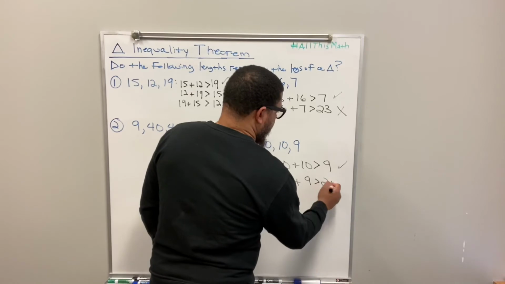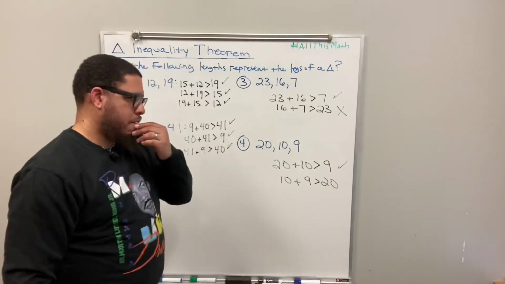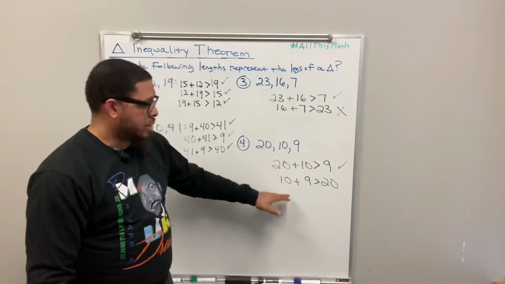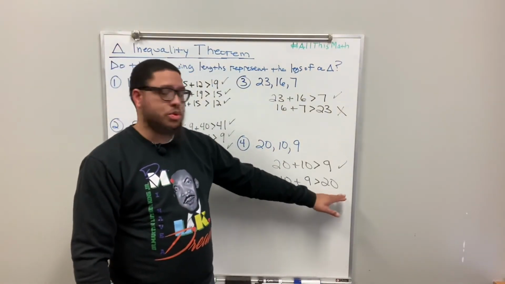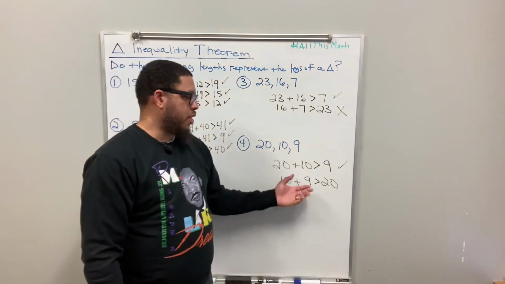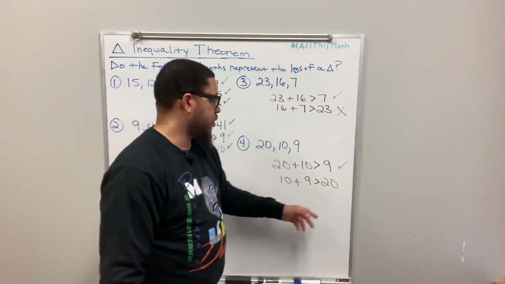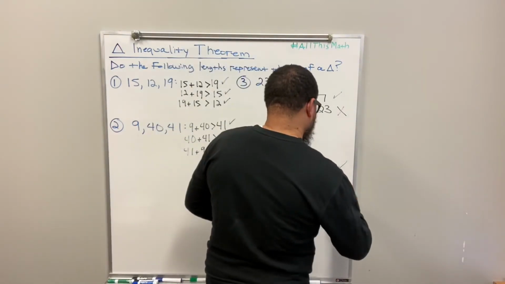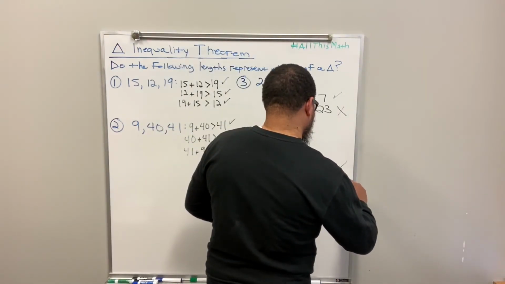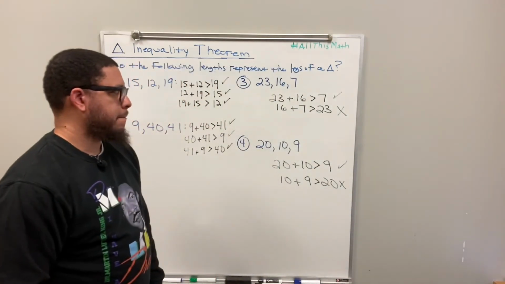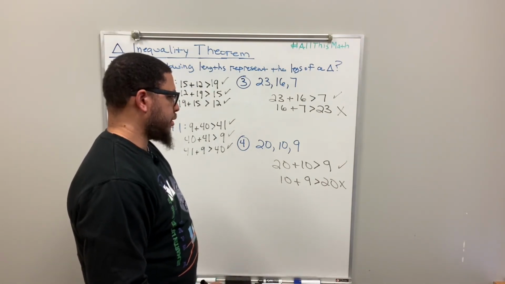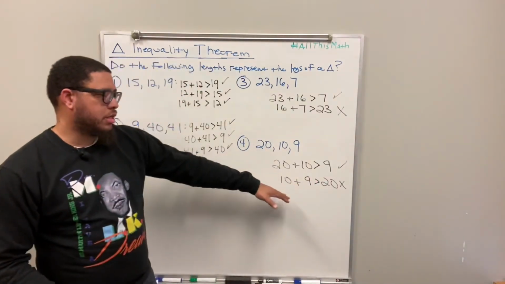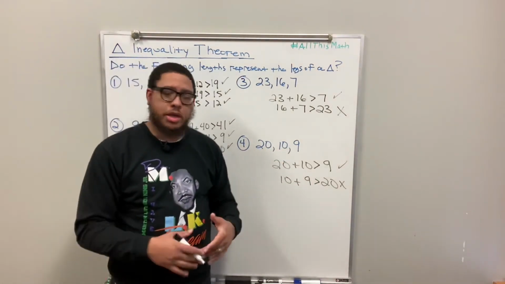Then what about 10 plus 9? Is that greater than 20? Oh, whoa, hold up. That's not looking good for the home team. 10 plus 9 is 19. 19 is not greater than 20. 19 is not even equal to 20. So now we have an example where we have a sum that's actually less than the third side, right? 19 is less than 20. So again, we don't even need to check the third pair. We already know that this is not a triangle.